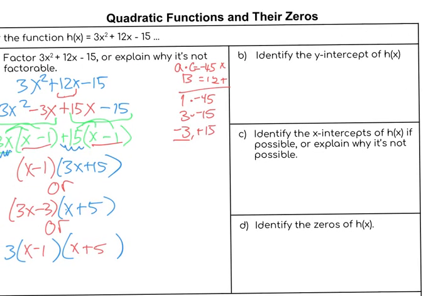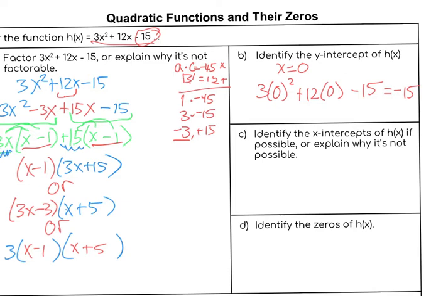To identify the y-intercept, the first thing I need to know is that when we have a y-intercept, that's when x is equal to 0. I'm going to plug that into my original equation just because that will get me an answer very quickly. 3 times 0 squared plus 12 times 0 minus 15 ends up giving us negative 15 as a value. You might also have noticed that this is in general or standard form, and the last number there, the c value, is going to be our y-intercept.